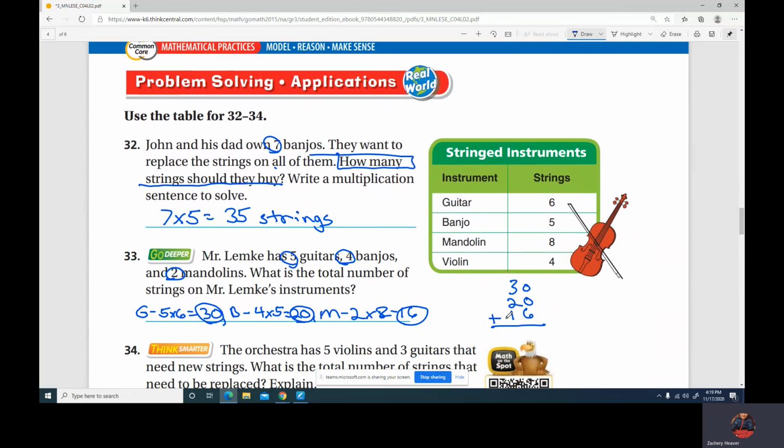We have to know how much he has in all, so we're going to have to add them. 0 plus 0 plus 6 is 6. 3 plus 2 plus 1 is also 6. So the final answer is 66 strings. Just like that. That was a super, super tough one. That takes a lot of reading and a lot of multi-equations. Look at all these equations we just made. That's a ton.